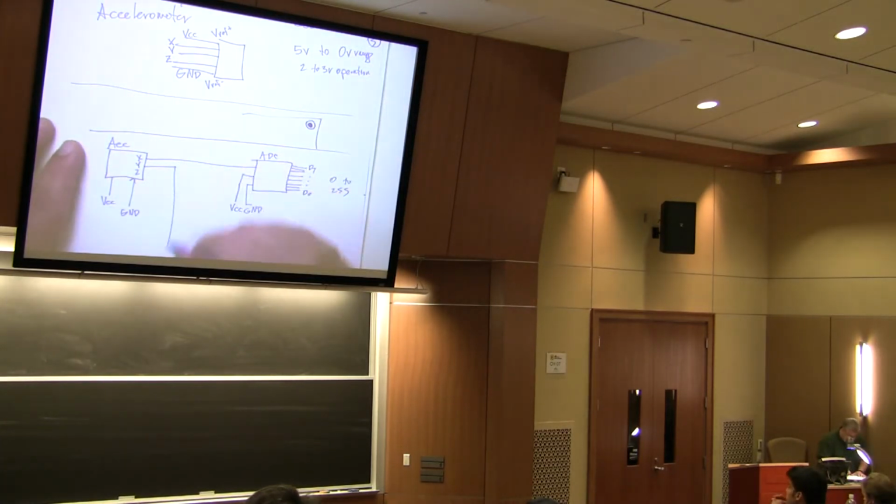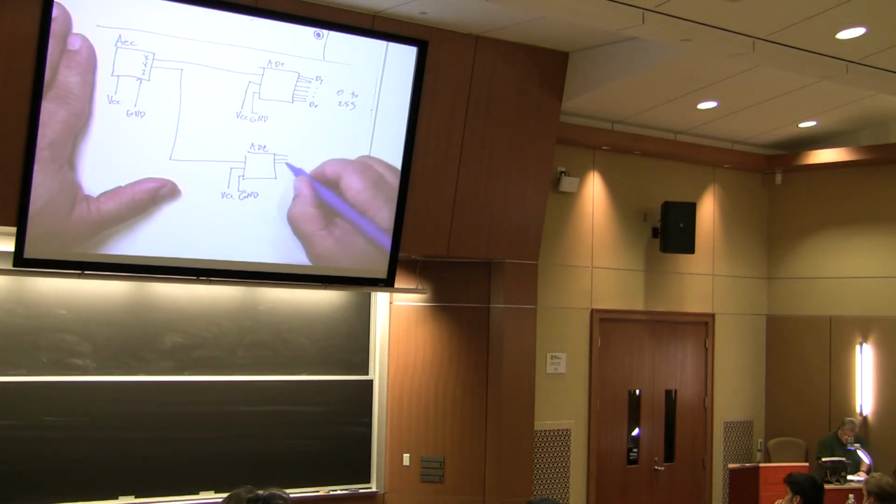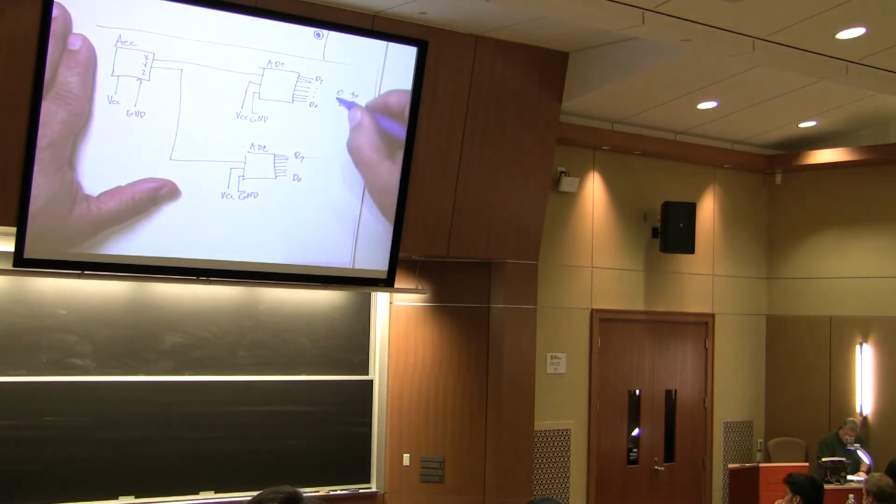And you would have another ADC that was also connected to VCC and ground, and it would have its own values, D0 to D7. By the way, these would be passed into your microcontroller.